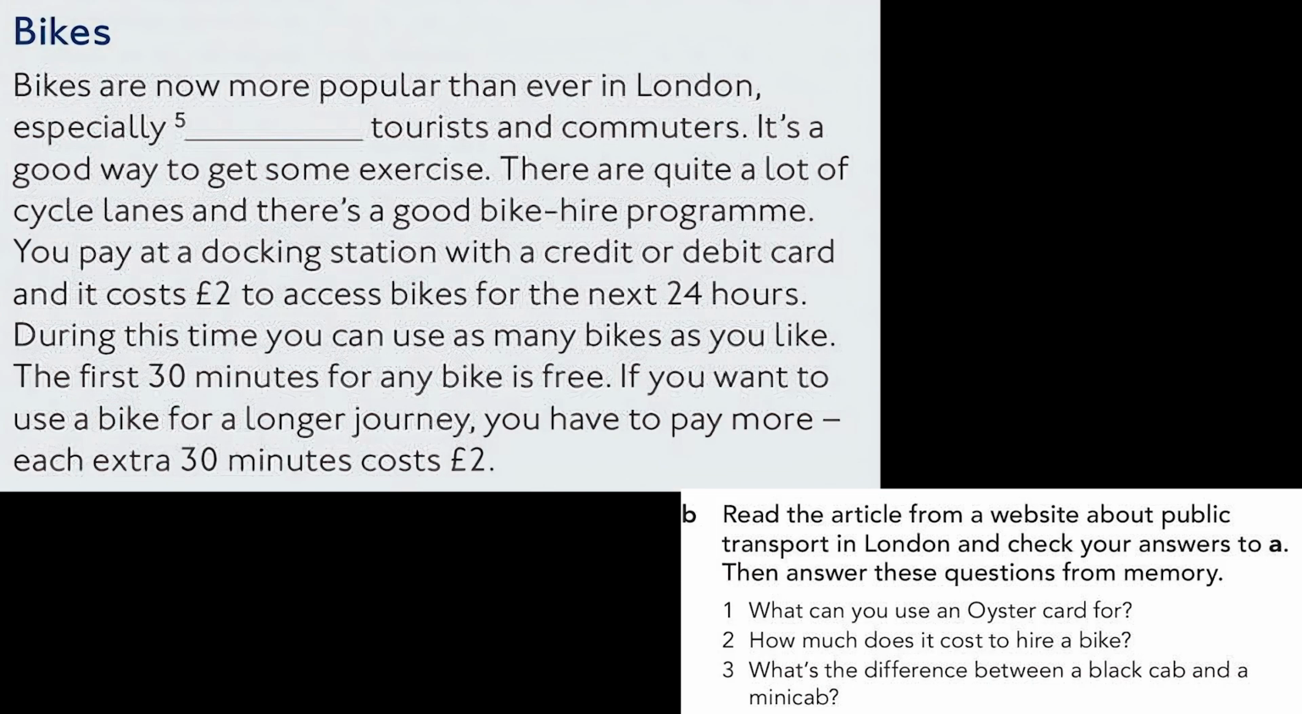Bikes. Bikes are now more popular than ever in London, especially with tourists and commuters. It's a good way to get some exercise. There are quite a lot of cycle lanes, and there's a good bike hire program. You pay at a docking station with a credit or debit card, and it costs £2 to access bikes for the next 24 hours. During this time, you can use as many bikes as you like. The first 30 minutes for any bike is free. If you want to use a bike for a longer journey, you have to pay more. Each extra 30 minutes costs £2.